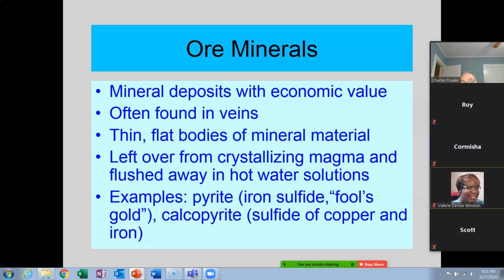Pyrite, which is iron sulfide, that's called fool's gold, I mentioned that one. And chalcopyrite, which is the sulfide of both copper and iron. Remember your carbonate, we had either calcium carbonate, calcite, or we had calcium and magnesium carbonate, which was dolomite.